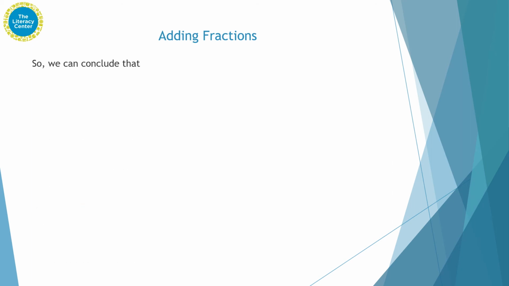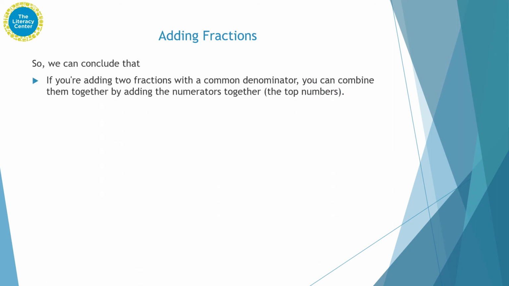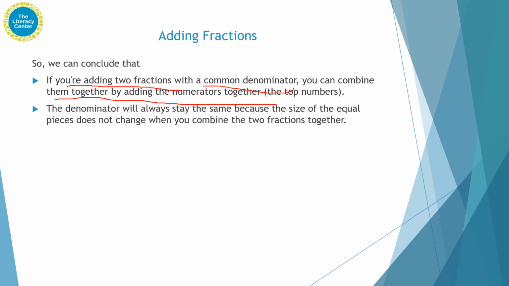So we can conclude that if you are adding two fractions with the common denominator, or the common bottom number, you can combine them together by adding the numerators, the top numbers. The denominator will always stay the same because the size of the equal parts does not change when you combine the two fractions together.